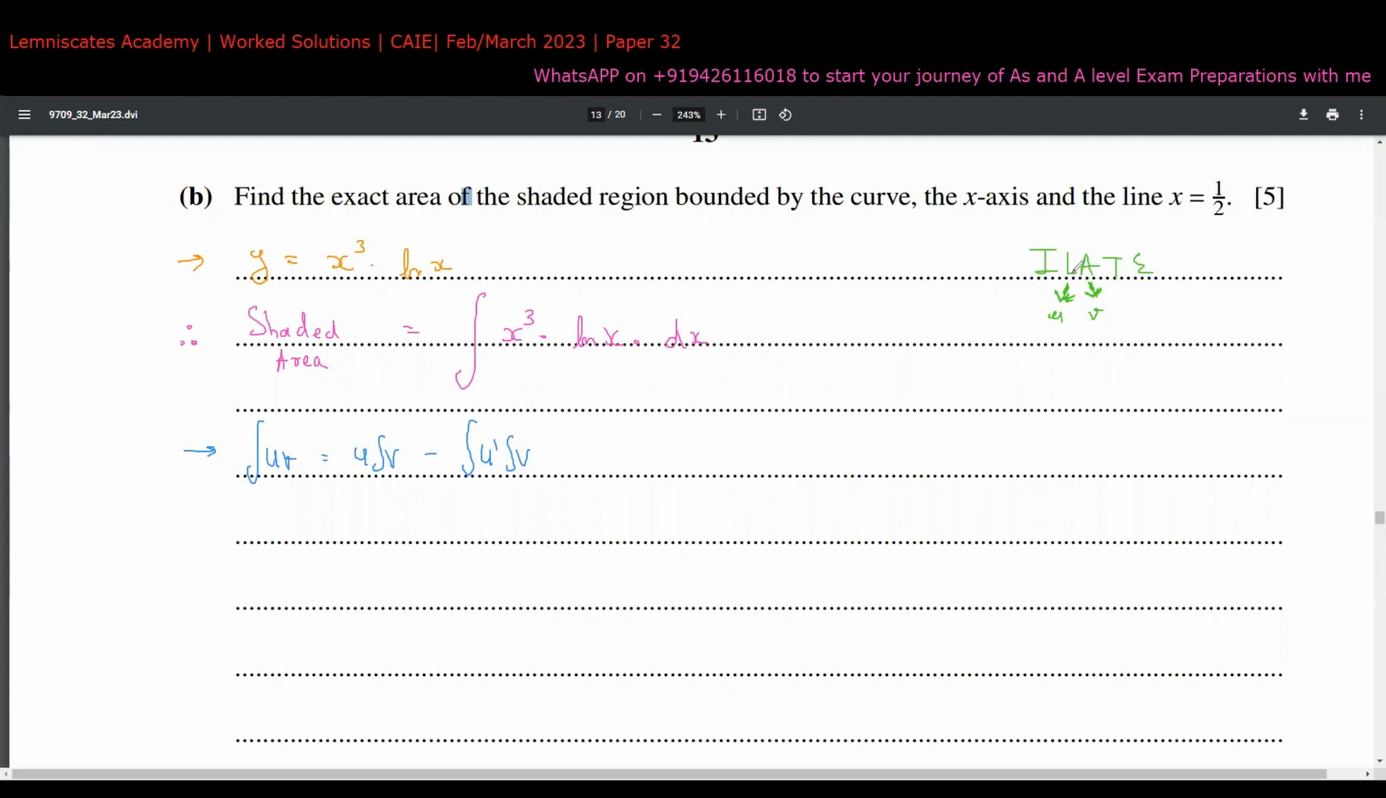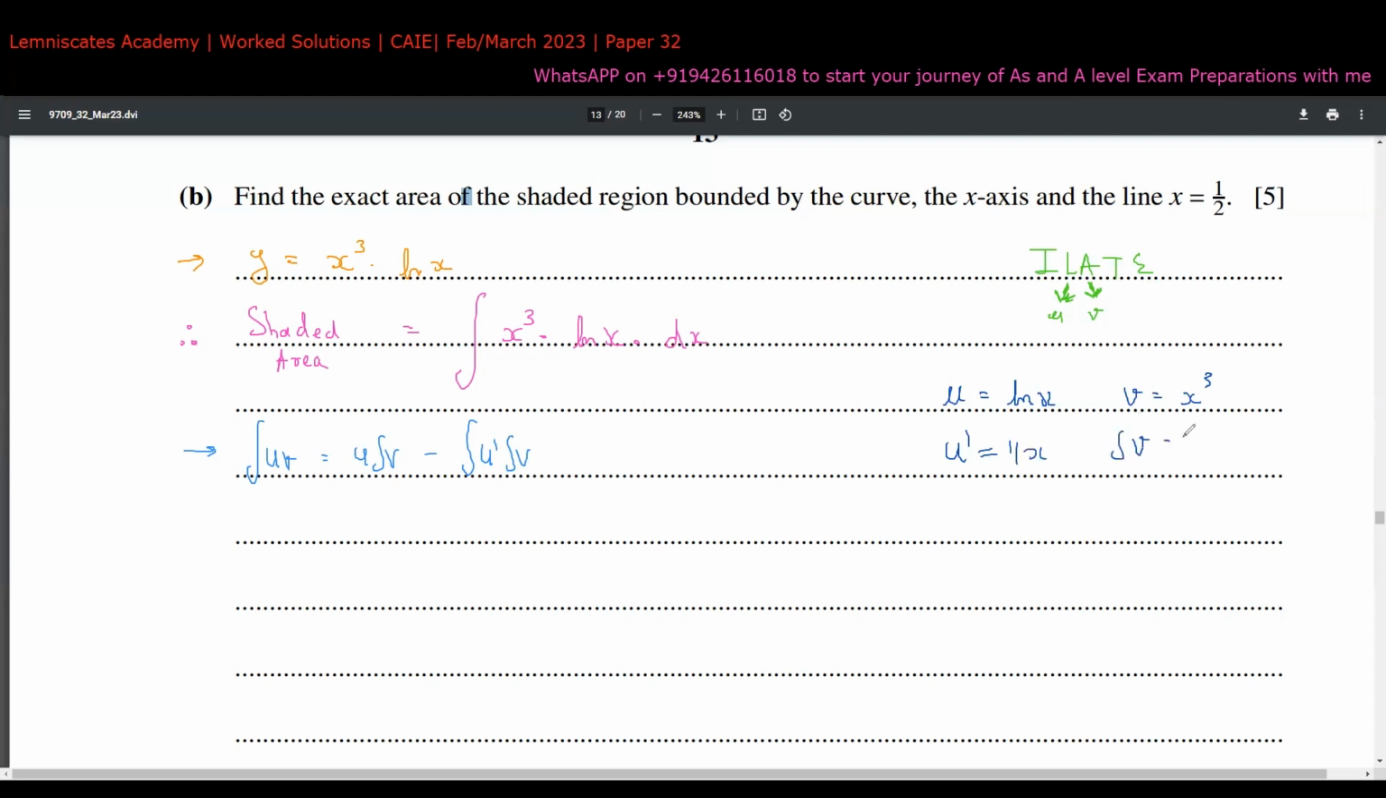So this is a logarithmic term, this is an algebraic term. Whichever comes first, that's your u. Whichever comes later, that's your v. And therefore, u over here is ln x. v over here is x cube. Now, what's your u dash? Because we need to find what's u dash. That's going to be 1 by x.